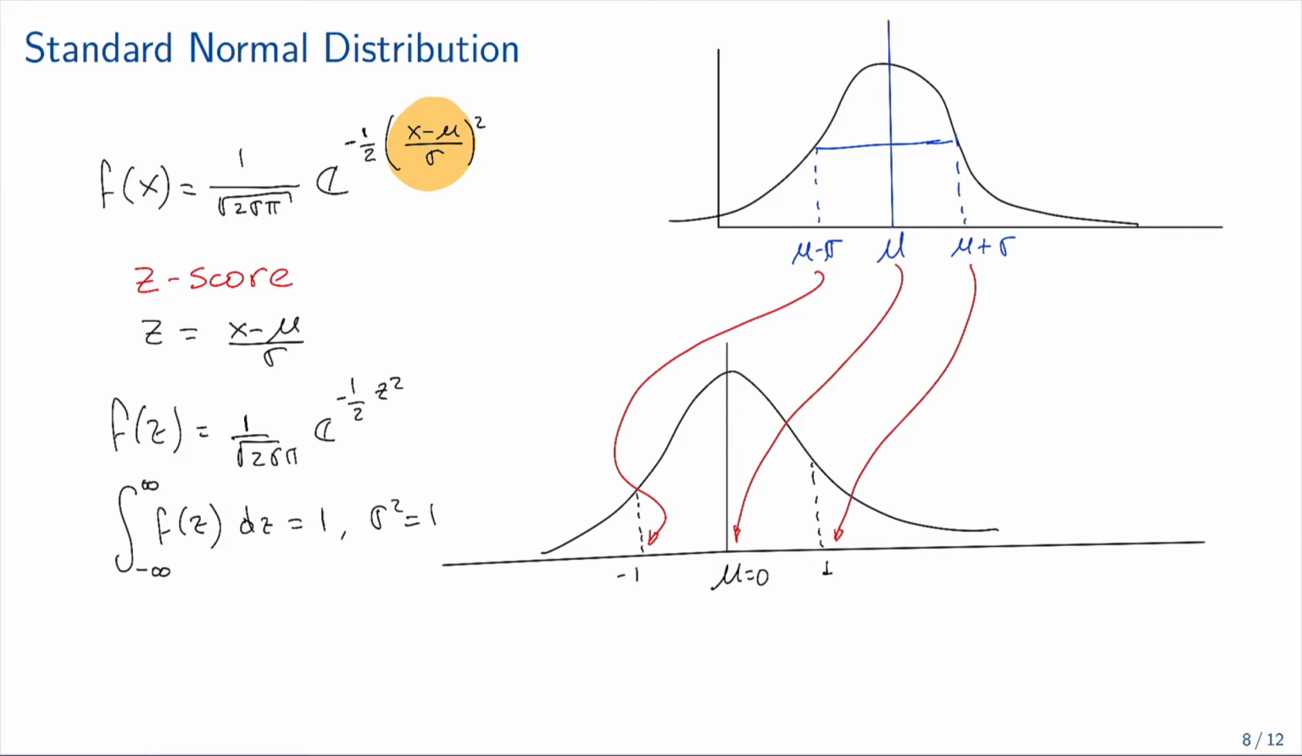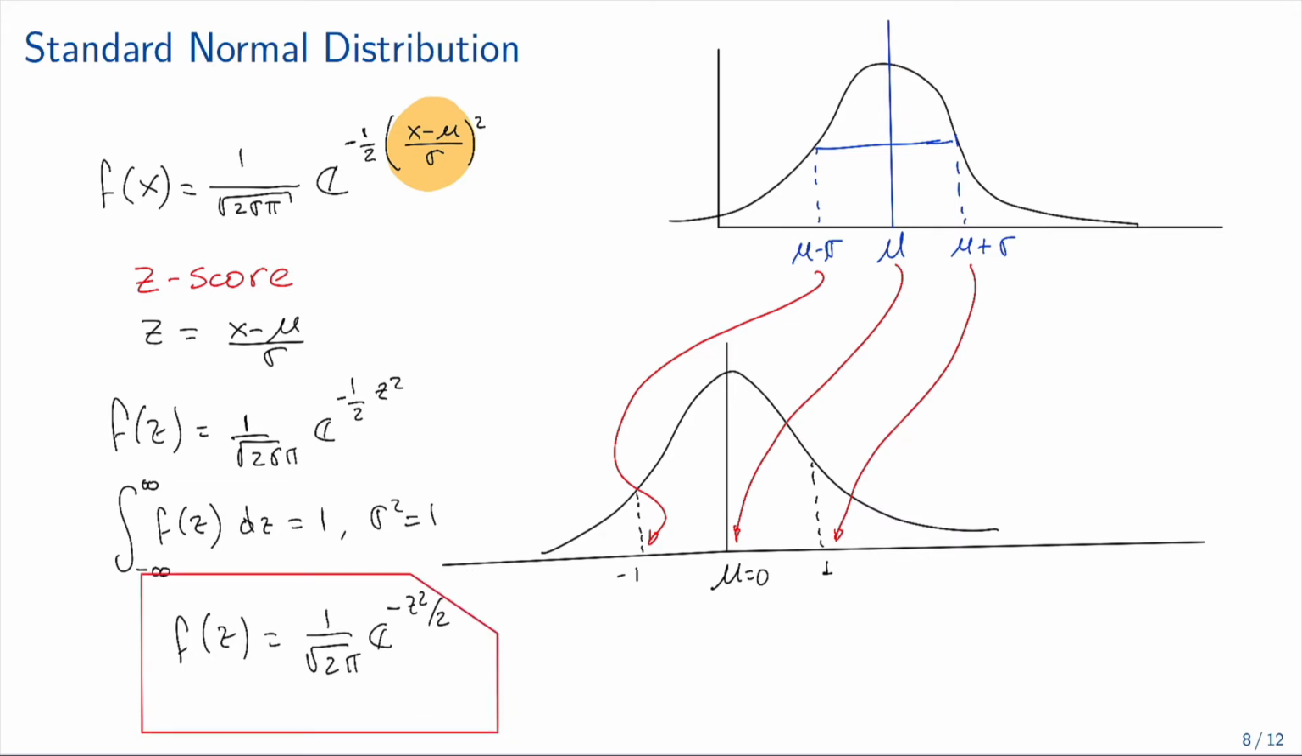So our new function f of z in terms of the z-score is equal to 1 over the square root of 2 pi multiplied by e to the minus z squared over 2. And this function is usually found in tables in books.